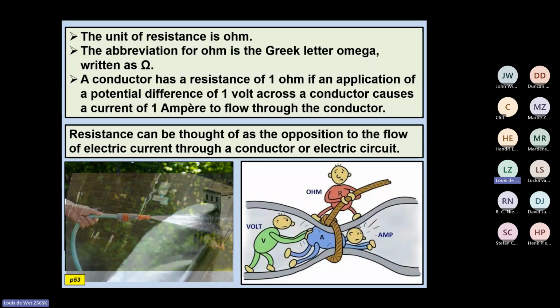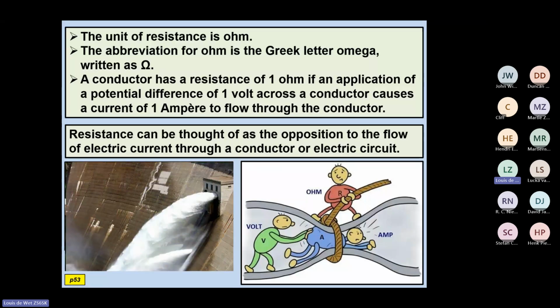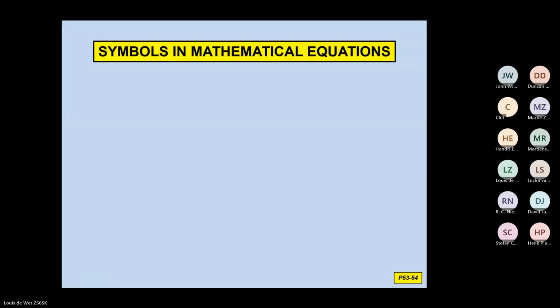And here's another example. You've got a high voltage or a high potential of water, or a big power supply, and a lot of current flowing through with very little resistance opposing the flow of water. That's the opposite.